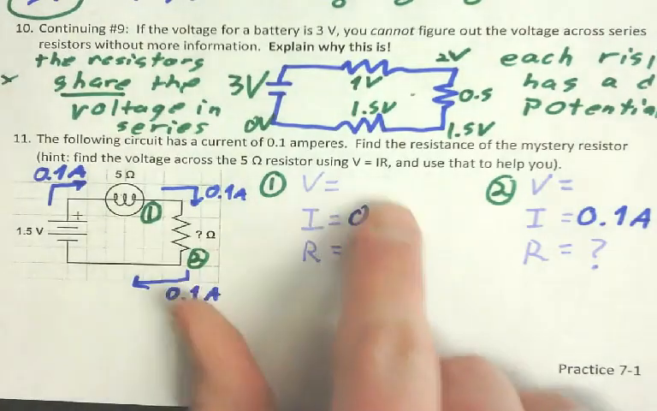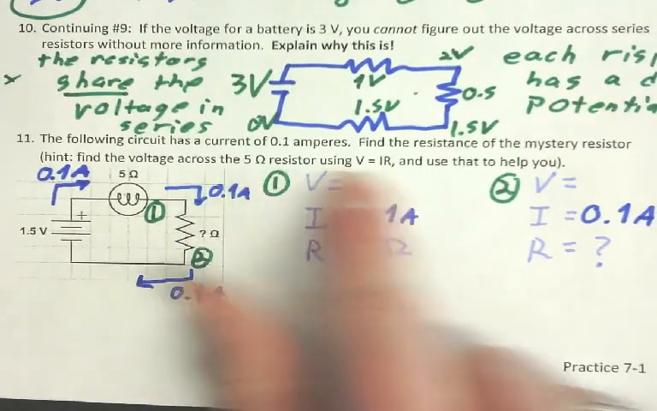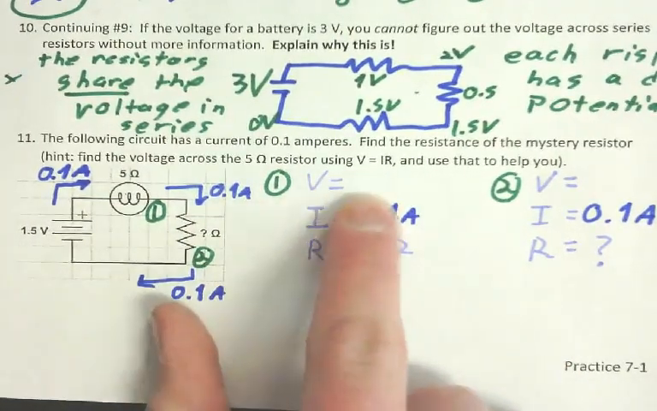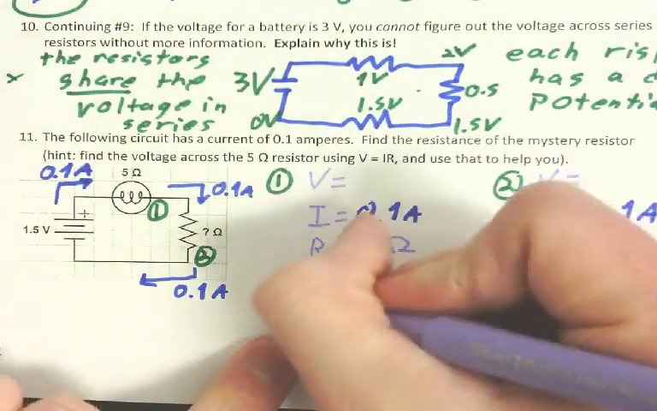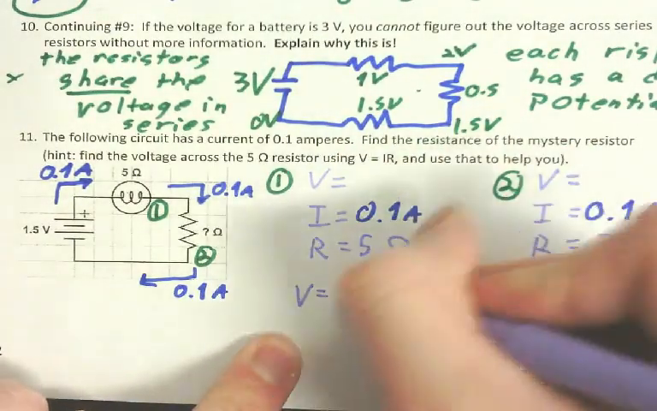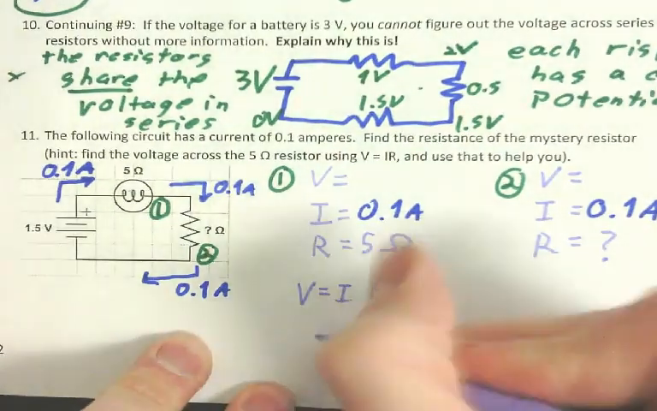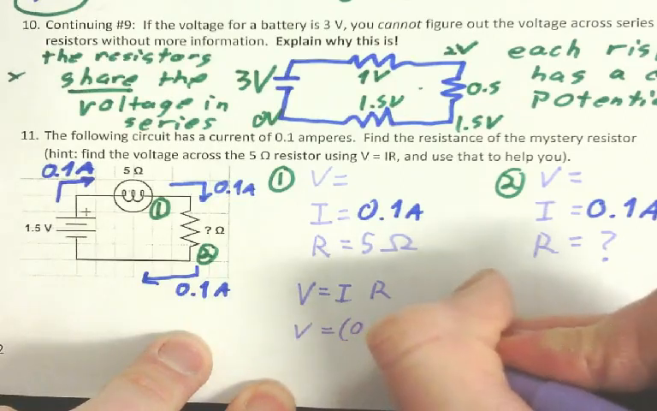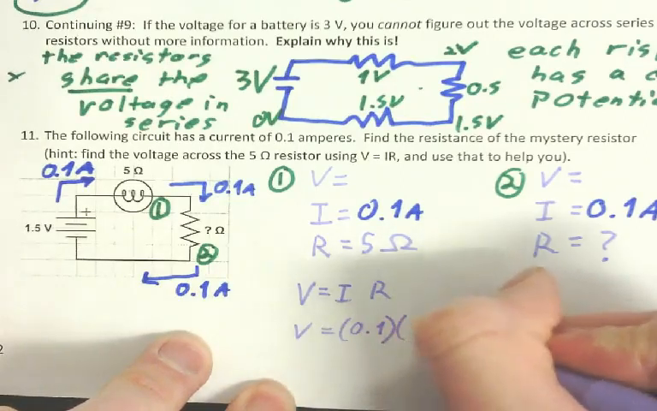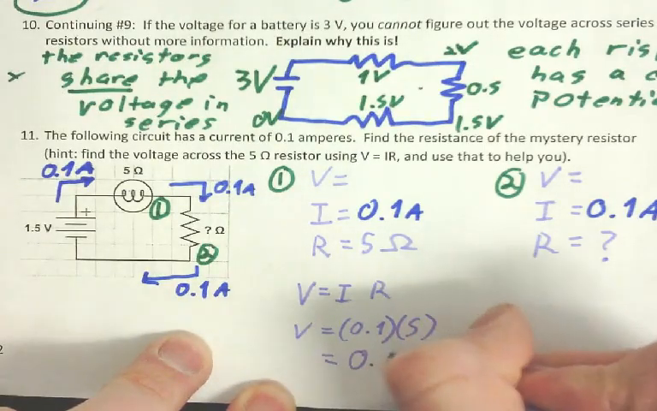So then I gave you the hint. It said, find the voltage for the 5 ohm resistor using V equals IR. Well, look, we got R. We got I. We can solve for V. So I'm going to go ahead and do that. V equals IR. The voltage is what I'm solving for. I is 0.1. R is 5. Gives me a voltage of 0.5.